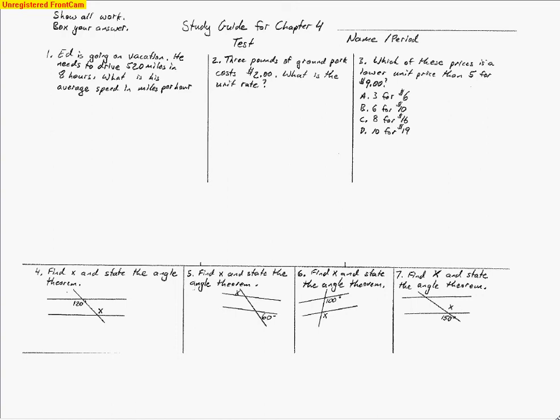These are the solutions for the study guide for Chapter 4 test. So let's take a look at the first type of problem we'll see. And we're dealing with unit rates.